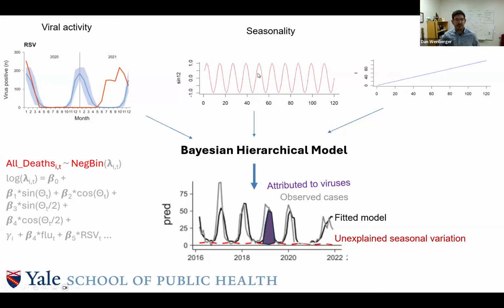And we have a statistical model that ingests information on the time trends and seasonality and patterns of all these different respiratory viruses. We adjust for seasonality, we adjust for trends in the model. We put this into a statistical model that allows us to pull that signal apart and say, how much of the variation do we think is due to flu? How much is due to COVID? How much is due to RSV? And how much is due to unexplained seasonal variation?